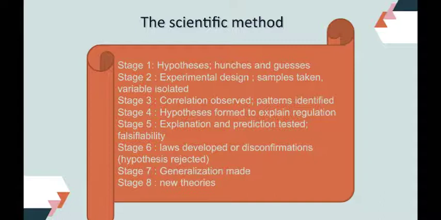Stage 5, explanation and prediction tested, falsifiability. Stage 6, laws developed, or disconfirmation and hypothesis rejected. Stage 7, generalization made. Stage 8, new theories.